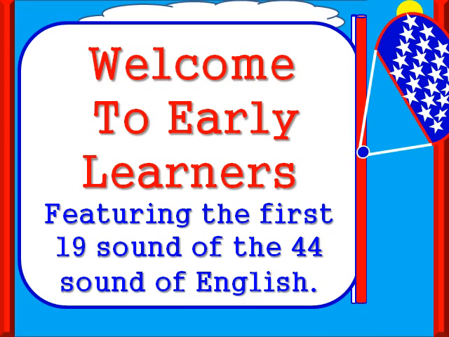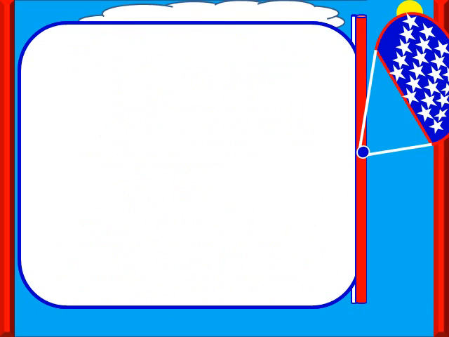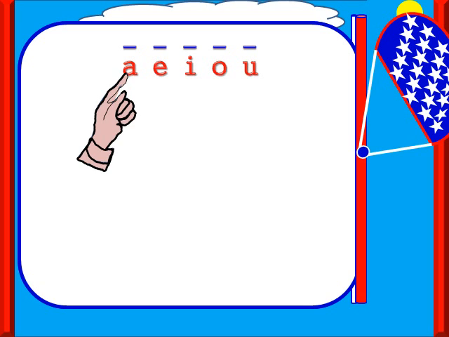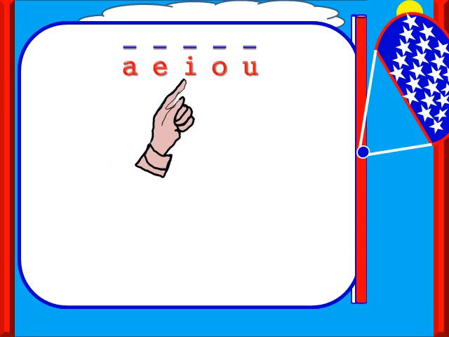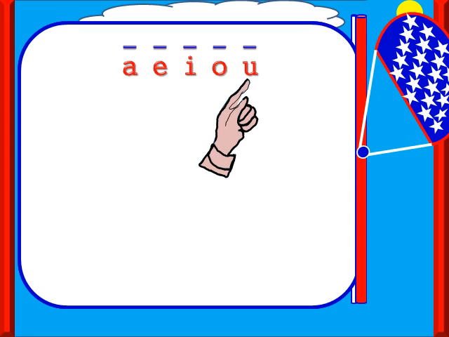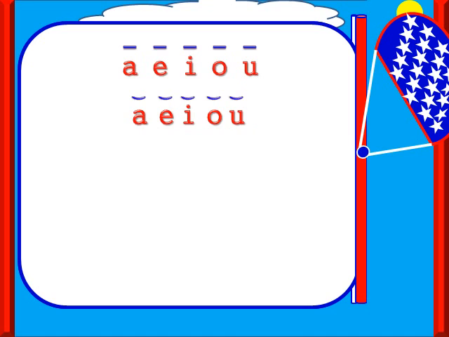Welcome to Early Learners, featuring the first 19 sounds of the 44 sounds of English. 5 long vowel sounds: A, E, I, O, U. 5 short vowel sounds: A, E, I, A, U.